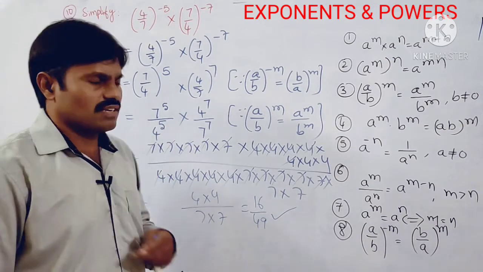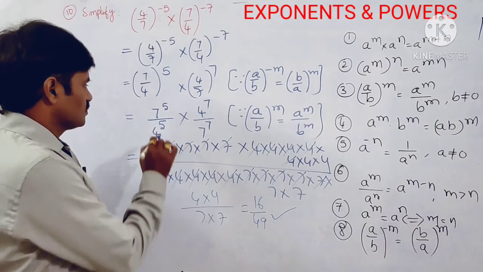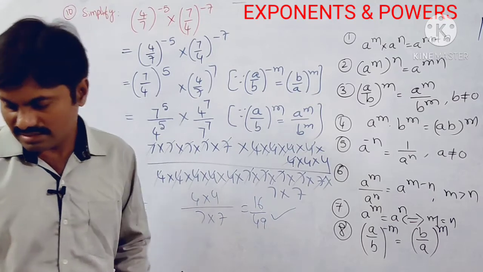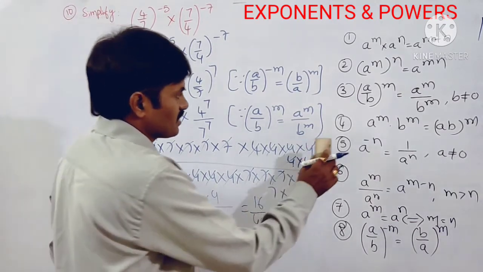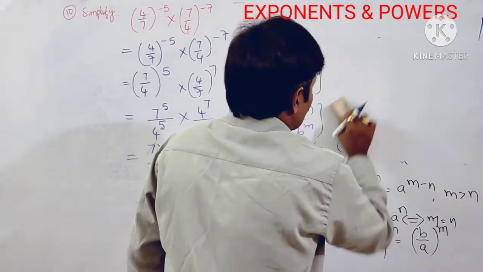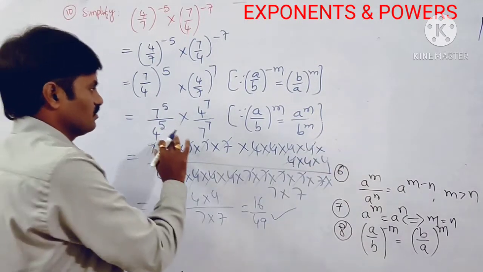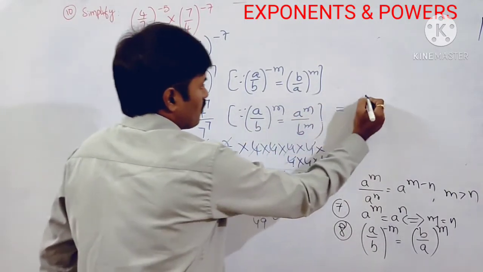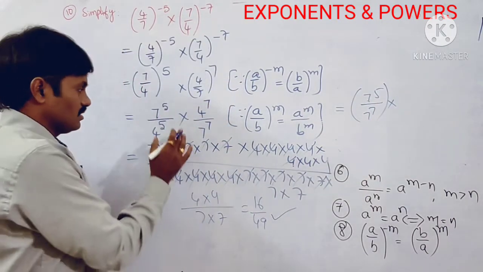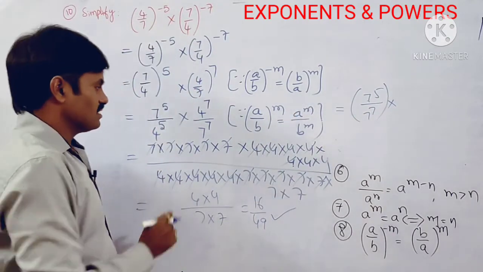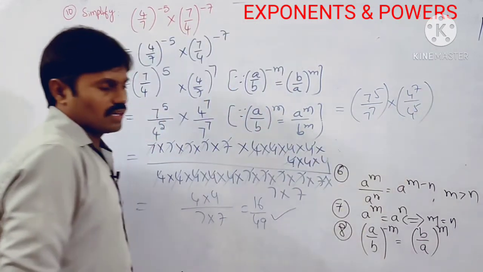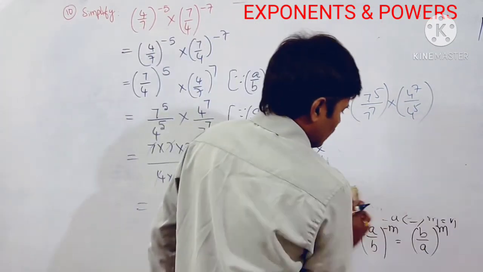Sir, I want to apply the laws of exponents. You can apply them. How? We write 7^5 by 7^7 together, because they have the same base, and what remains is 4^7 by 4^5.